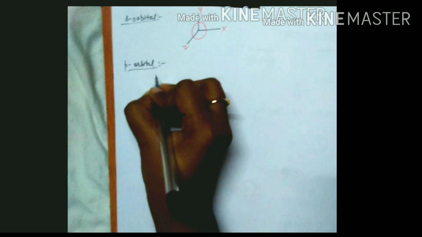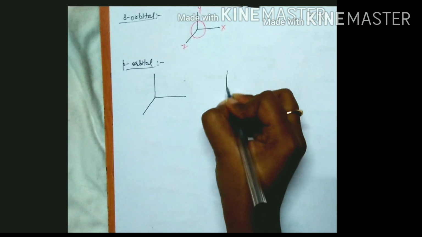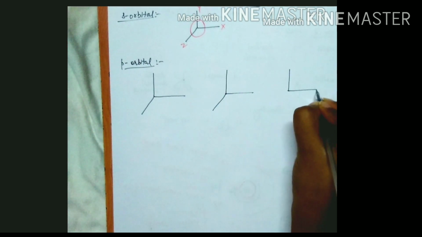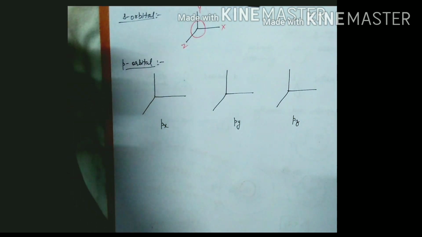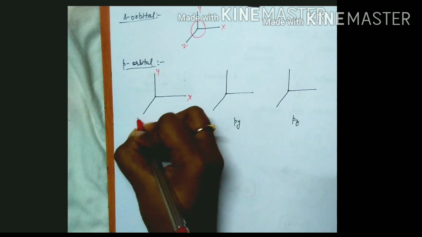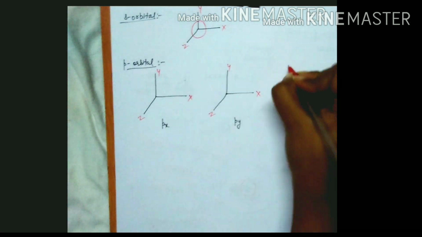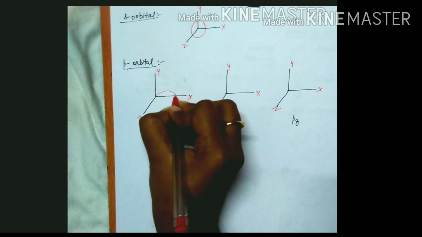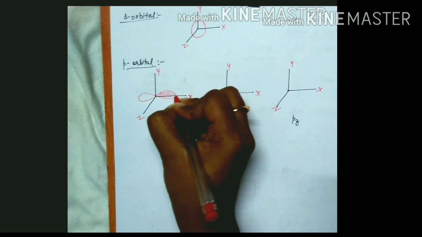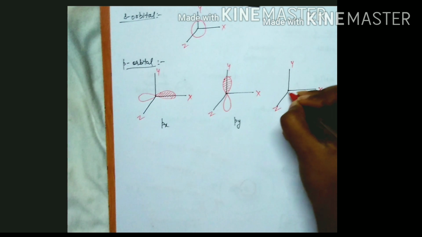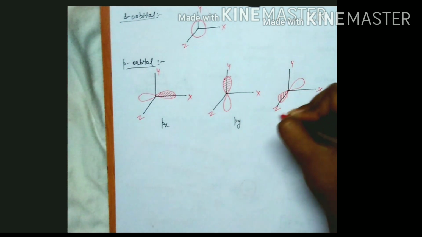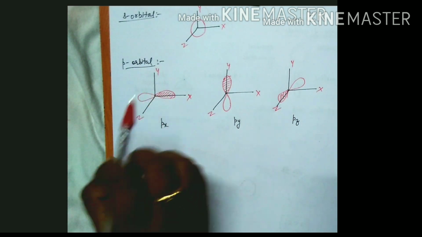Next is your p orbital. For p orbital we have three types of orientations possible. One is your px, other is your py, other is your pz. How they are oriented? First of all, give the names to the axes. For px we have the orientation like this. The positive lobe will be along the positive x direction. Py will be like this. The positive y lobe will be in the positive y direction. For pz, the positive lobe will be along the positive z direction. These positive and negative are nothing but the phases.